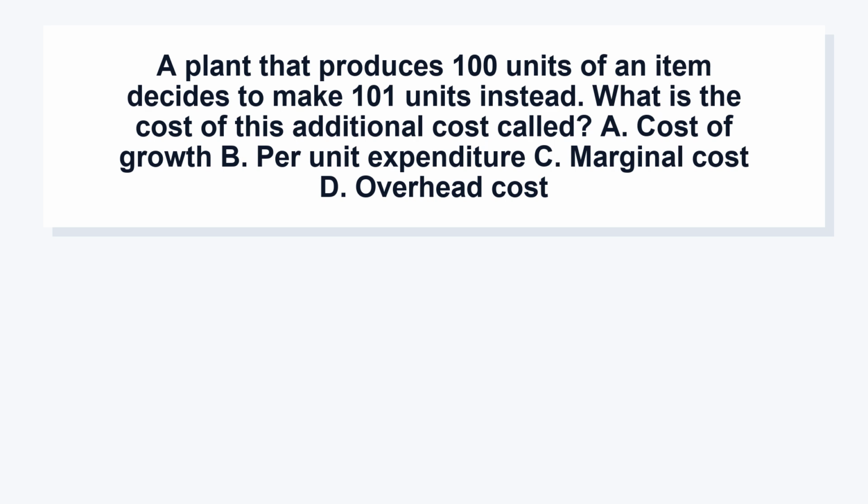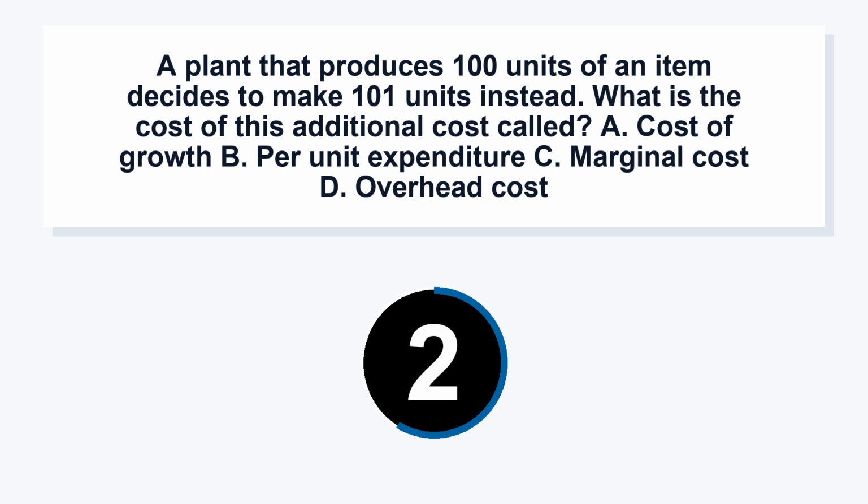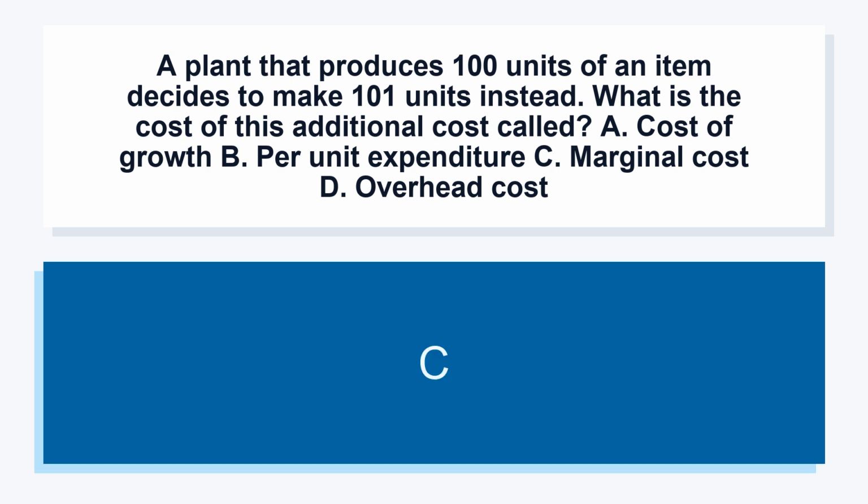A plant that produces 100 units of an item decides to make 101 units instead. What is the cost of this additional unit called? A. Cost of growth. B. Per unit expenditure. C. Marginal cost. D. Overhead cost. C.